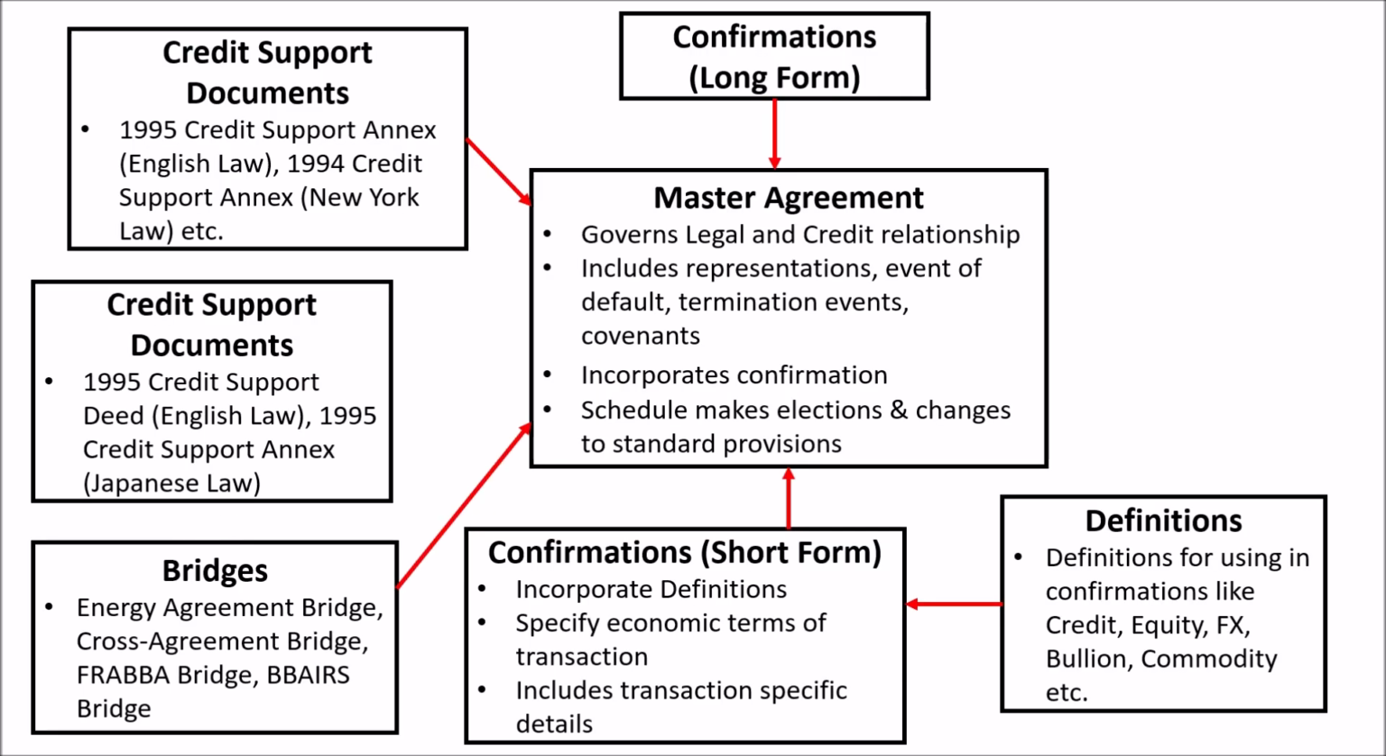The picture shows various documents involved in ISDA documentation. First, we will look at the master agreement, which is in the center highlighted in yellow. It may be the 1992 master agreement or the 2002 master agreement. It defines the legal and credit relationship between the parties.